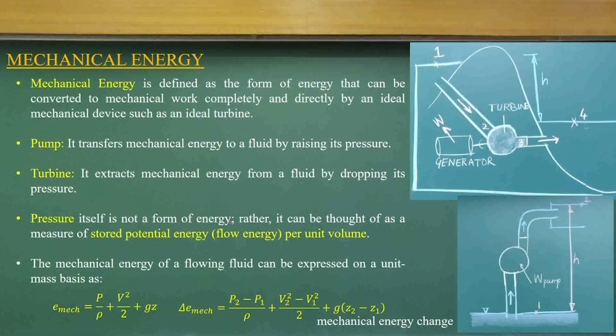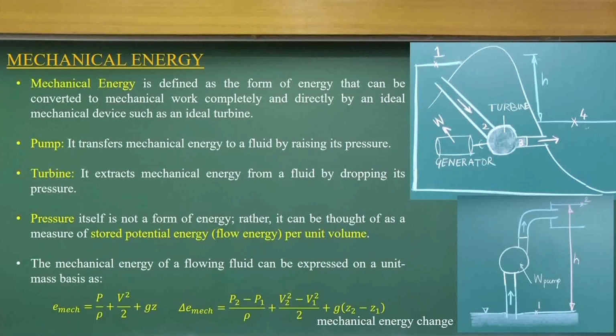Now, let us consider the problems we generally encounter as engineers, having pump and turbine systems. As you know, the pump transfers mechanical energy to a fluid by raising its pressure. So, the fluid gains energy because of the pumping system by raising its pressure. In a similar way, the turbine does the opposite: it extracts mechanical energy from the fluid by dropping its pressure. So, this is what the pump and turbine are.